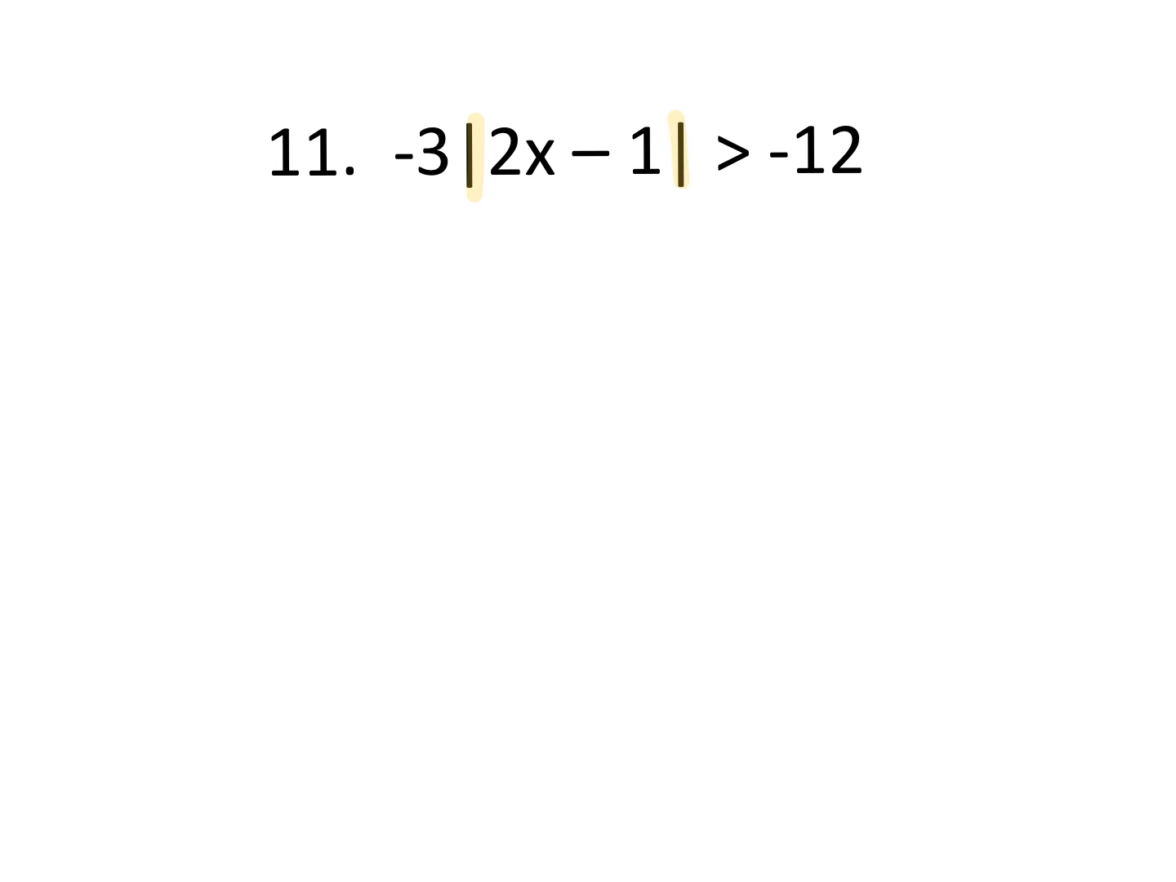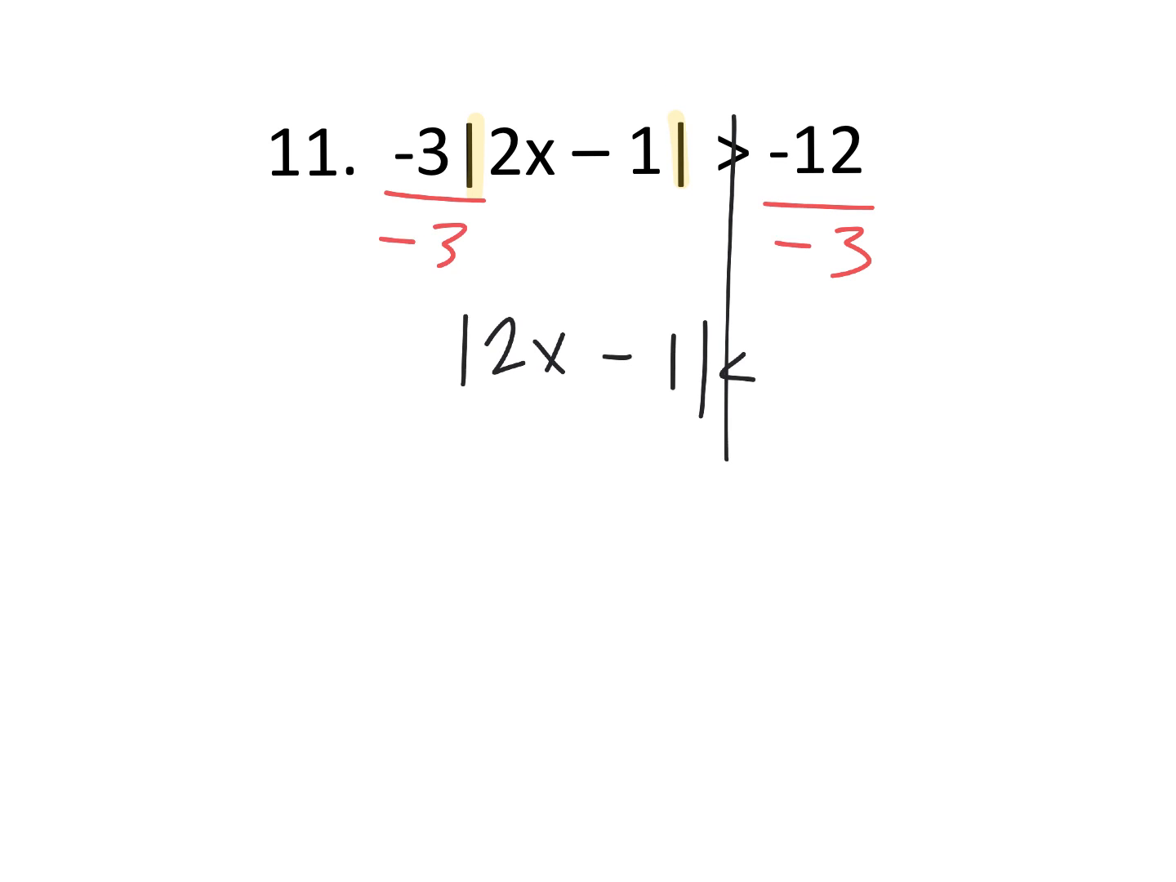Move that 3 first, sorry, -3. And you end up dividing by a negative. What should you do with your sign? Flip it. Because of this right here. It flips the sign because you divided by -3 on both sides. So now you can decide if it's and or or. Look at the top of your paper there. It is and. So write it down.